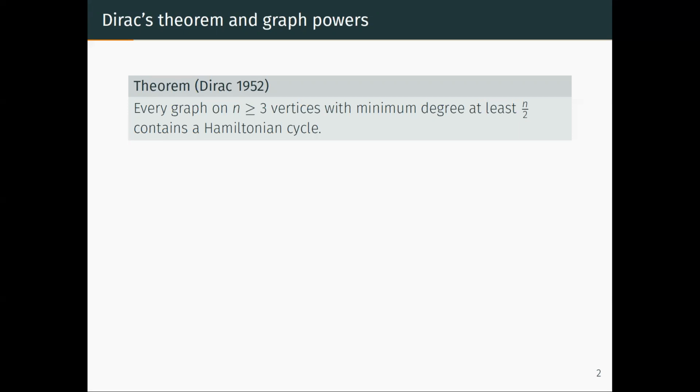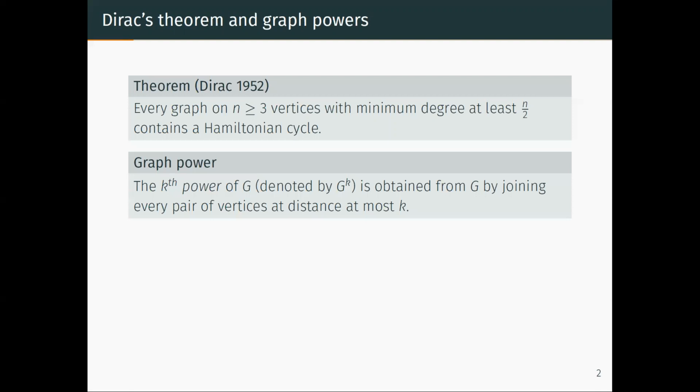There's also been work to extend Dirac's theorem to other classes of graphs, and one direction in which this has been done requires the following definition of graph power. We define the kth power of a graph G to be the graph we obtain from G by adding all edges between pairs of vertices at distance at most k from each other.